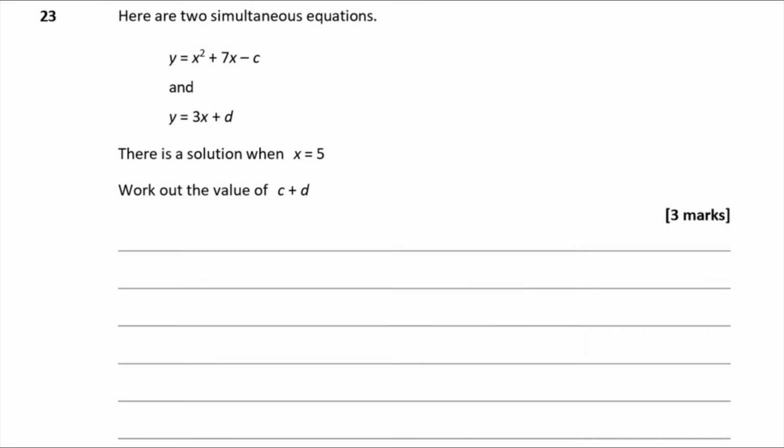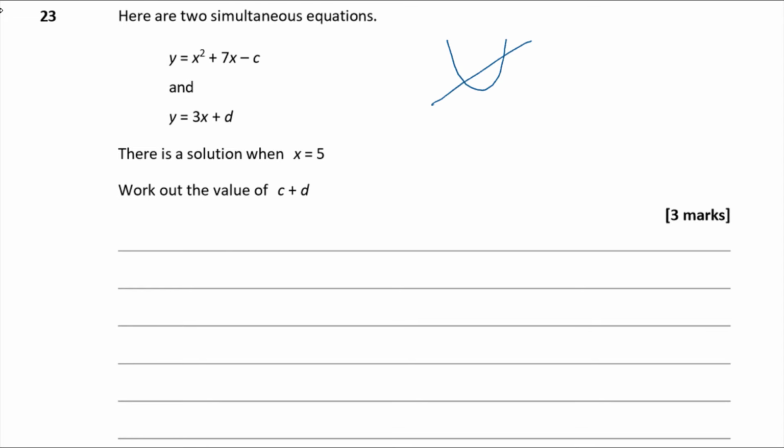Question 23. Here are 2 simultaneous equations. We've got y equals x squared plus 7x minus c, and y equals 3x plus d. There is a solution when x equals 5, work out the value of c plus d. So we've got 2 simultaneous equations. One is a quadratic, so it's going to look like this, and one is linear. So there are potentially 2 solutions. There might be one if it just kind of touches the curve, but we don't know that yet. We know that might be potentially 2.